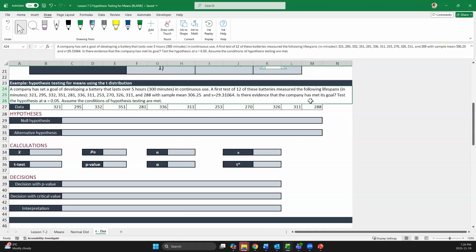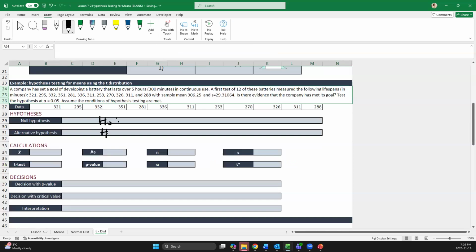Is there evidence the company's met its goal at the 0.05 level of significance? And because we've done this problem before, I say assume the conditions of hypothesis testing are met, so we don't have to keep checking those conditions. So, step one of the hypothesis testing procedure, always your null and alternative.